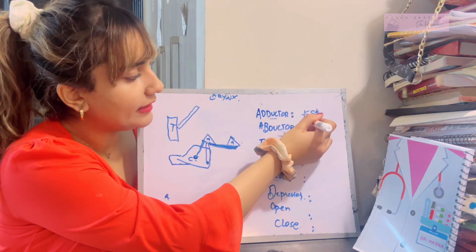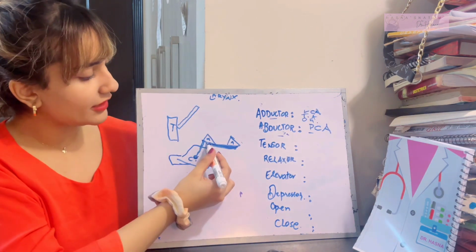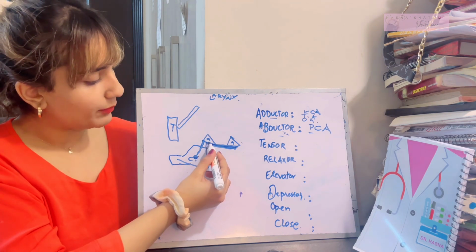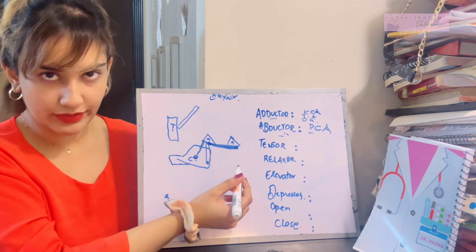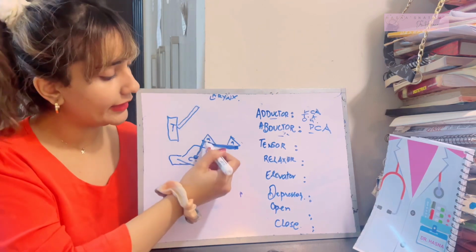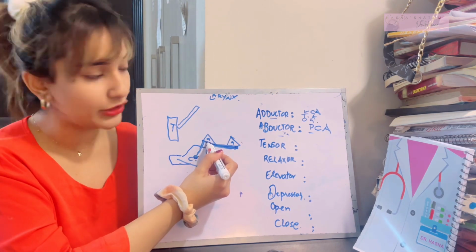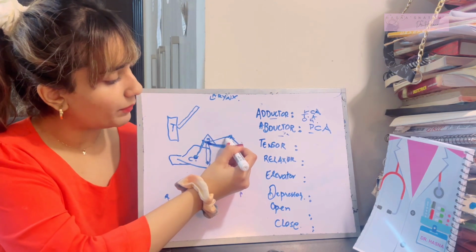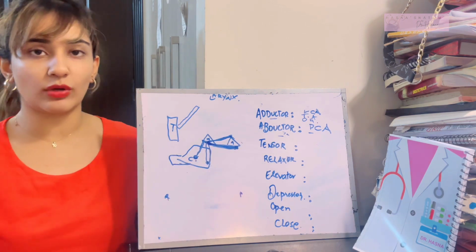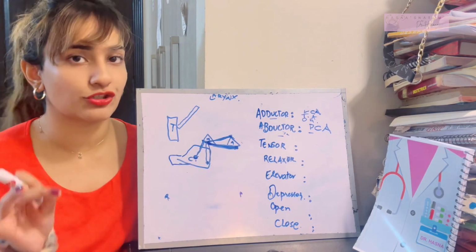Another one is the oblique arytenoid. The transverse arytenoid, we know the origin is from posterior surface of one arytenoid to the posterior surface of the other arytenoid. What about the oblique arytenoid? It runs from the muscular process of one arytenoid to the apex of the opposite arytenoid. So these two, the oblique and transverse, cause adduction of the vocal cord.